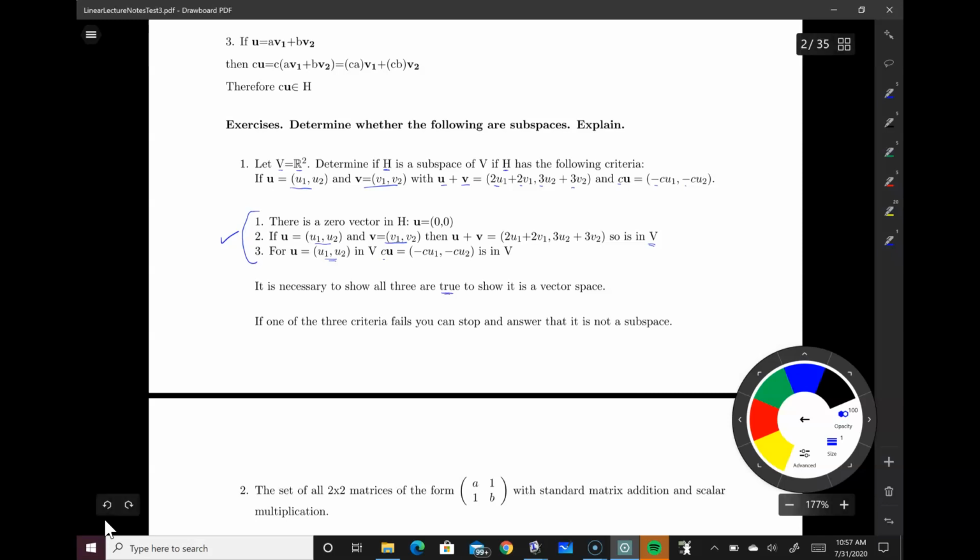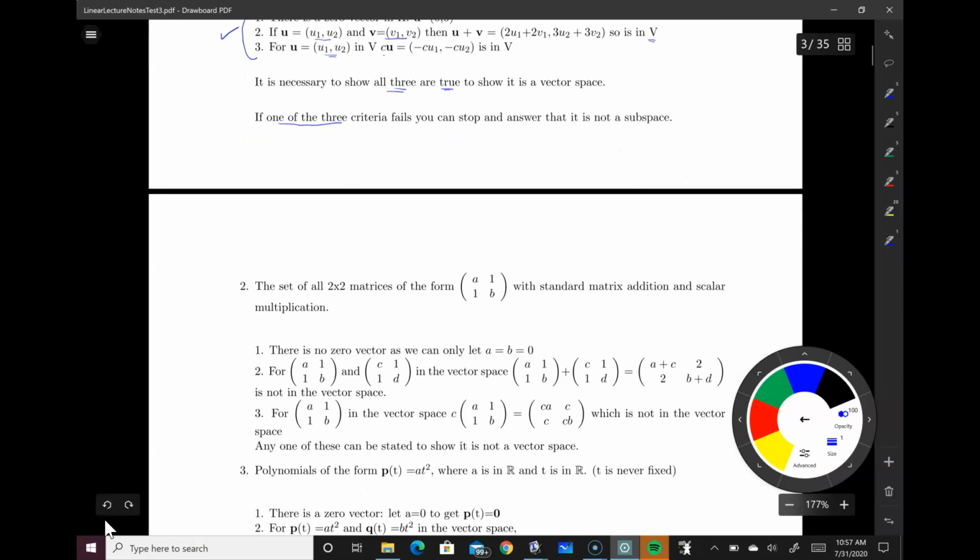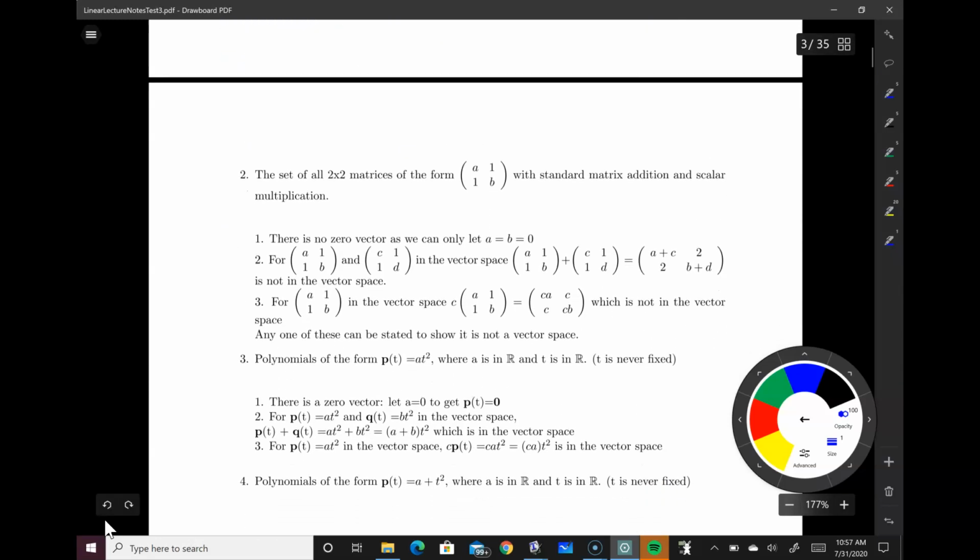So if we want to show true, we have to show all 3. If one of the criteria fails, you can stop because you're done and you can just say it's not a subspace. All right, so here I've got this next couple done out for you so you can see it.